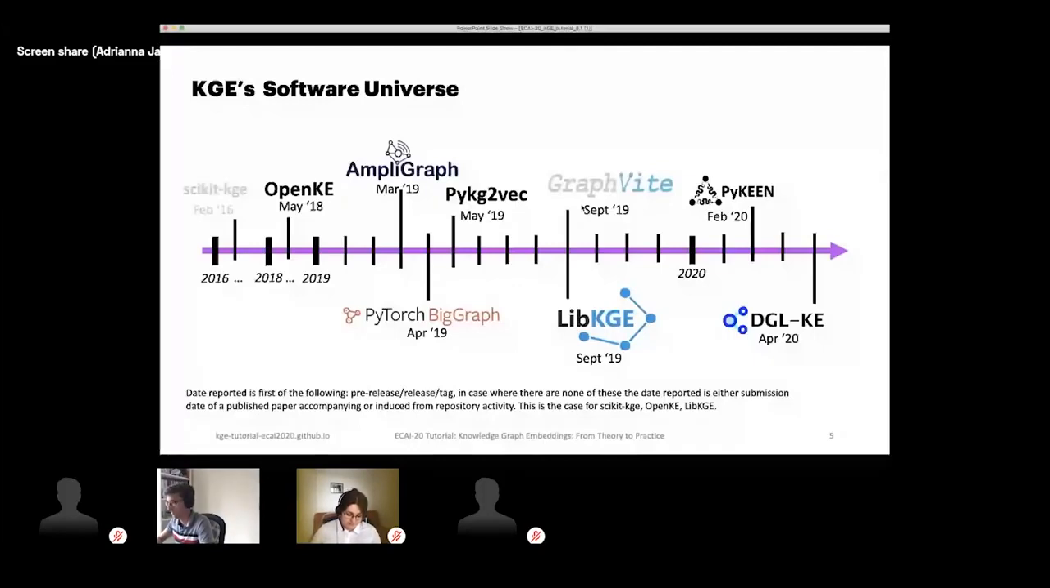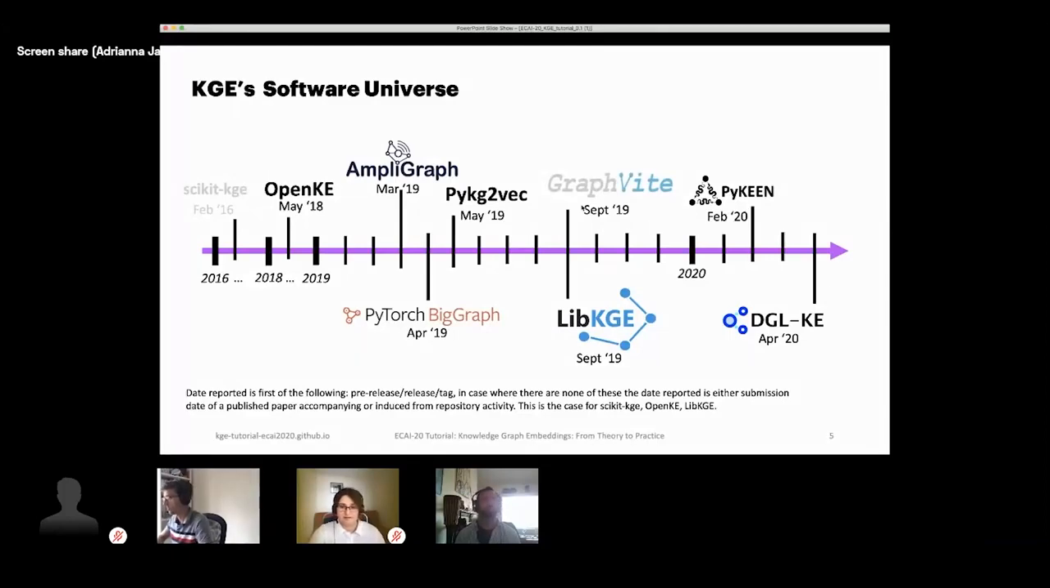This discontinued. Then we saw OpenKE in May 2018, and then after a long while, 2019 brought AmpliGraph, which was followed by PyTorch BigGraph, PyKG2Vec, LibKGE, and GraphVite, all in the same year. And then the year 2020 brought PyKEEN and DGL-KE. So as we can see, there are a lot of libraries available, and we will have a look at some of them.